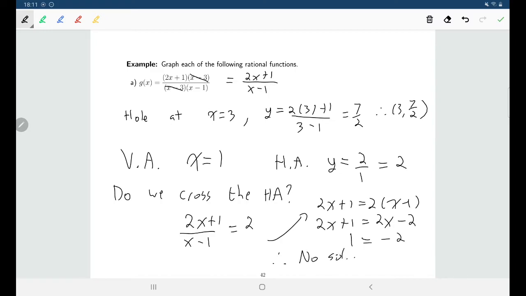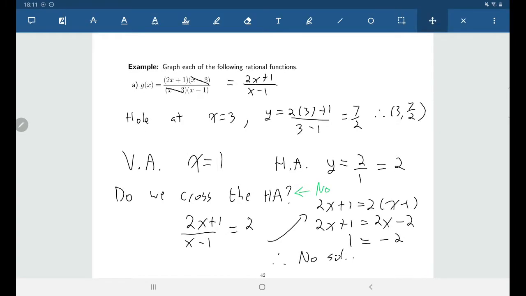So the answer to my question, do we cross the horizontal asymptote? The answer is no. So I know that at no point am I going to cross that horizontal asymptote. I tried to find x values where I did, and I found no solution. So that means I never crossed that horizontal asymptote of y equals 2. Okay, so we have our hole, and we've got our vertical and horizontal asymptotes plotted.